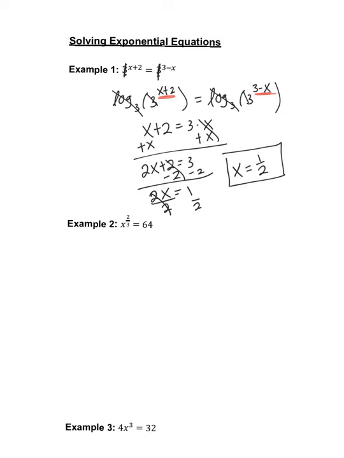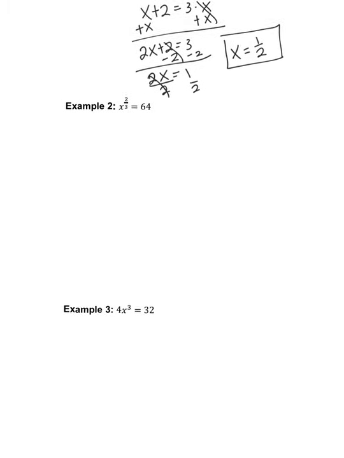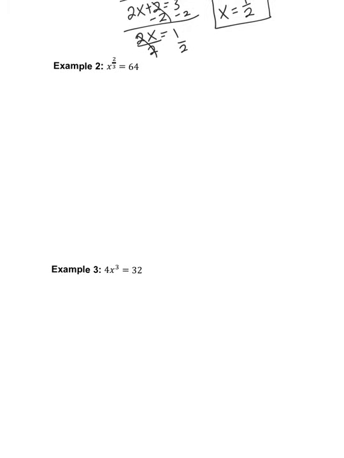Okay, not too bad. On example 2, this one is a little bit more tricky. We want to try to solve this without using a calculator. So I'm going to rewrite this, the 2/3 exponent. I'm going to write that in terms of a radical form. So that would become the 3rd root of x squared equals 64.